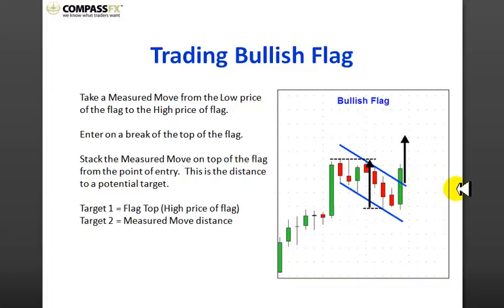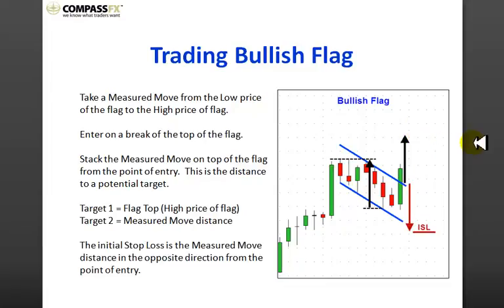The next thing we want to do after entry is to identify both the targets and the initial stop loss. There are two specific targets. First is the top of the flag, or the high price of the flag. If you'll notice here, we're entering the market a little bit below the top of the flag, so this will be one target. But at the break, we'll take this measured move and stack it right at the entry point, and look for the market to make that move. Our target is going to be up near that high point.